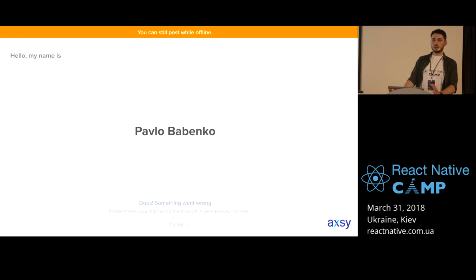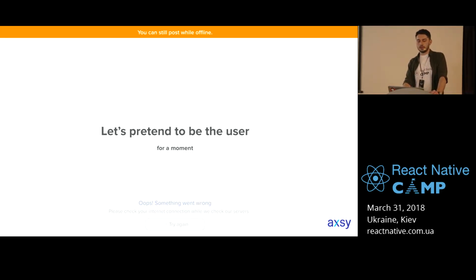And in my day-to-day work, I'm building applications that need to communicate with the server no matter what internet connection conditions users have at the moment. So that's why offline is very important. And today I would like to talk about it in a bit more detail.